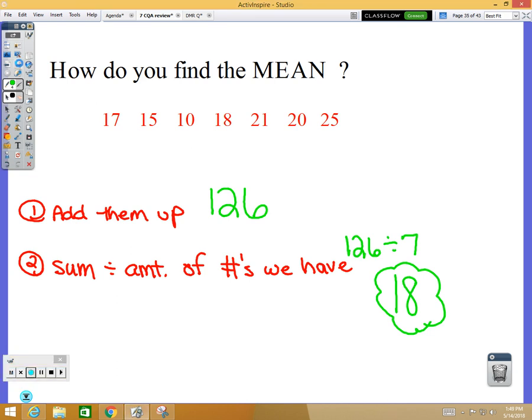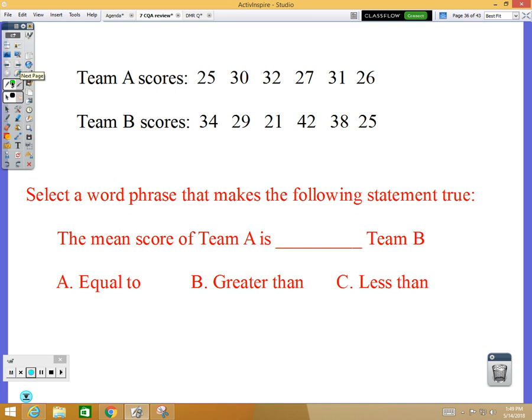Alright, so now that we've reviewed how to find the mean, this question is similar to the question that you will have on the CQA. And it says, Team A scores, Team B scores. Select a word phrase that makes the following statement true. The mean score of Team A is blank Team B, equal to, greater than, or less than. In order to be able to compare them, what do we need to do first? We need to find the mean of Team A, we need to find the mean of Team B, and then we can compare them, okay?